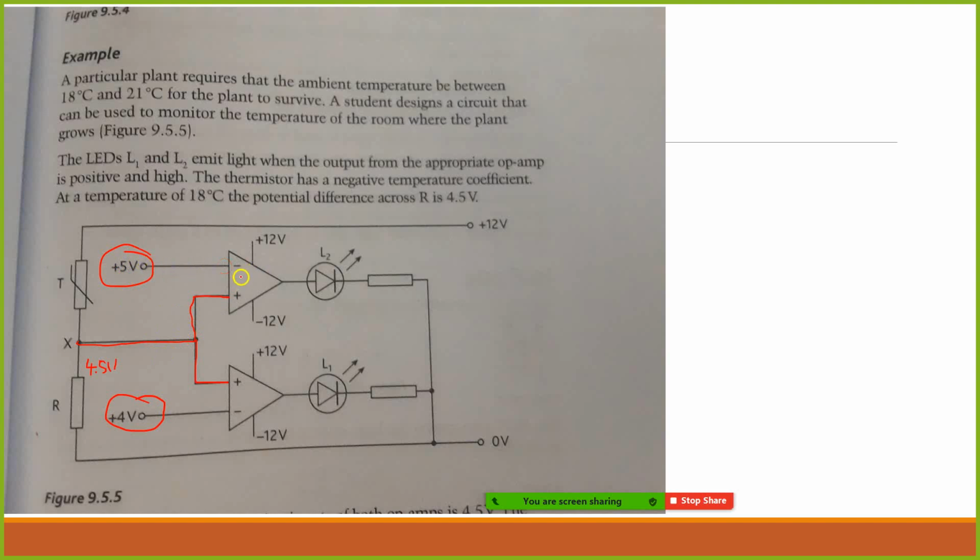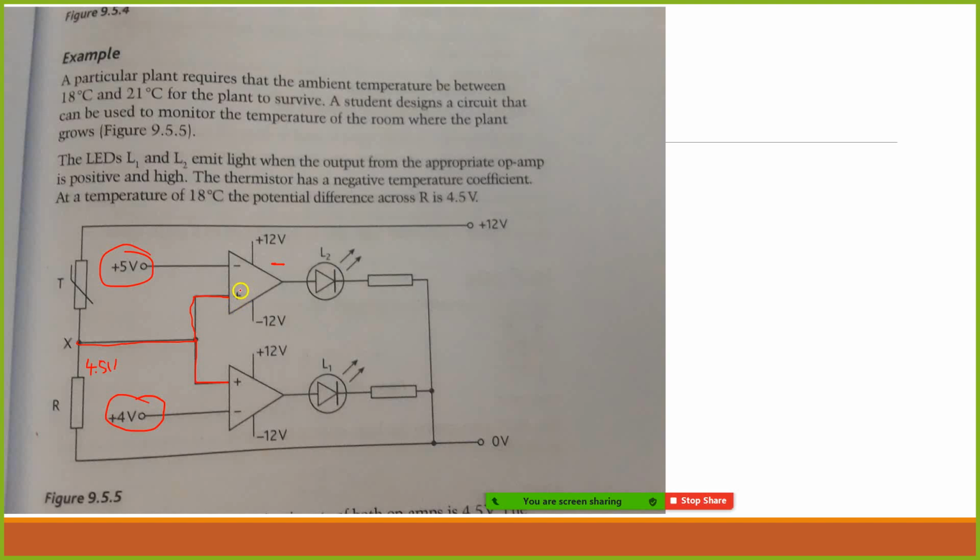Now, based on this, guys, the output here is going to be negative, right? Because of the fact that this 5 at the inverting terminal is greater than that at the non-inverting terminal. All right. But there's something tricky about the LEDs.